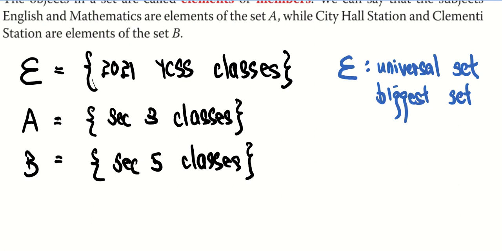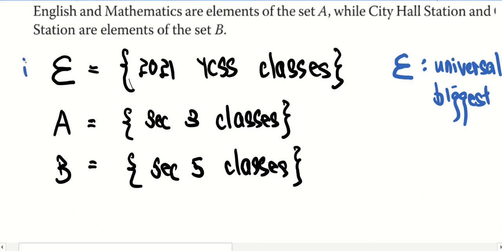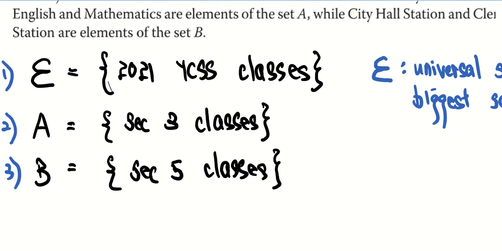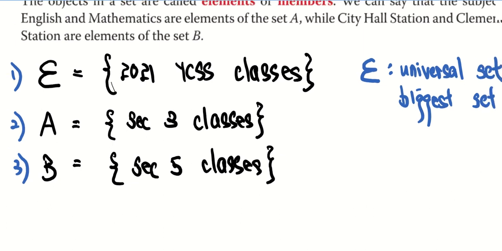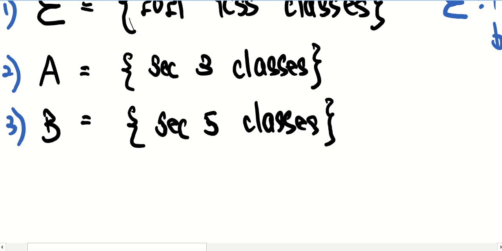I will do the easier one. Okay, notice there are 3 sets over here. This is set 1, universal set. Set A, set B. Okay, so what I need to do now, I need to list down the members, or rather, otherwise known as the elements. Okay, members and elements are the same. I do the easier one first. Sec 5 classes. Can you all remember how many Sec 5 classes were there last year? 5 and 1.